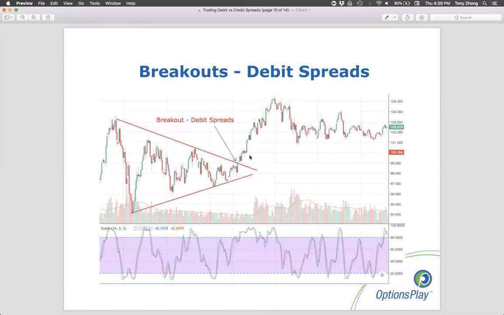So here's an example of when it might be time to use a debit spread. So we've identified a chart pattern here. In this particular case, it's a triangle. And it's a big triangle that got smaller and smaller and hit an apex. And eventually that stock broke above that triangle to the upside. So these types of moves, we would expect a big, fast, quick move in one direction or another. So those are the types of times that you would want to utilize a debit spread for.